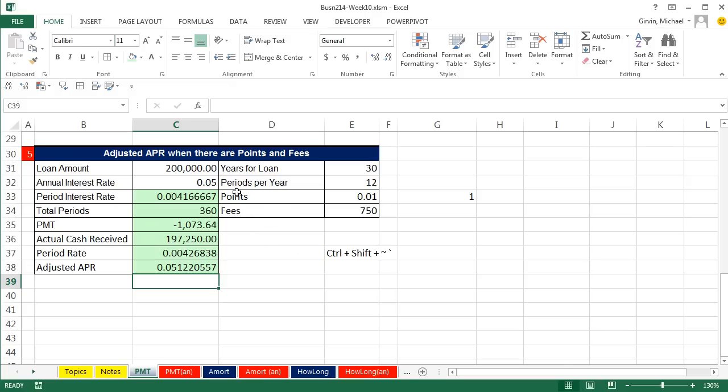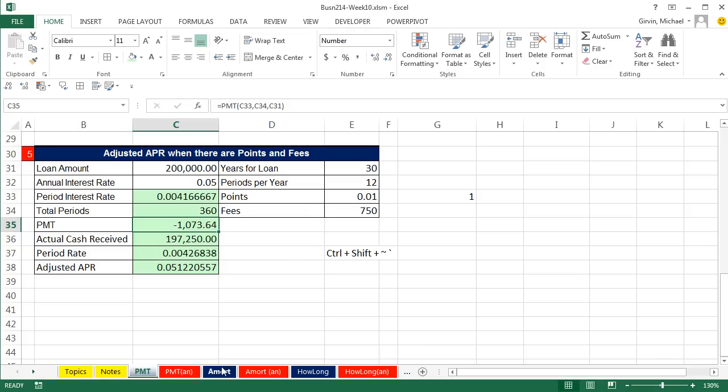Not only that, but you want to remember that this $200,000 that we borrowed, part of that went to pay off the points and the fees. Whatever was left over was what we were allowed to use for our house. Now, here's our PMT. And it's based on the whole amount, even though we had to break that apart, pay some fees, and pay the house. That $1,073.64. We're going to send that amount in every month.